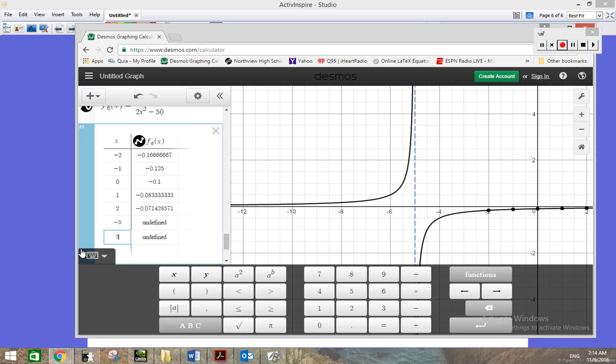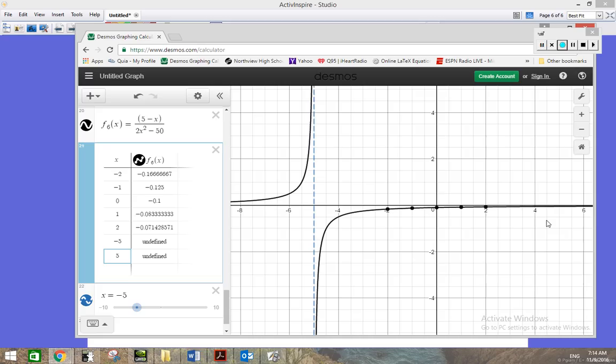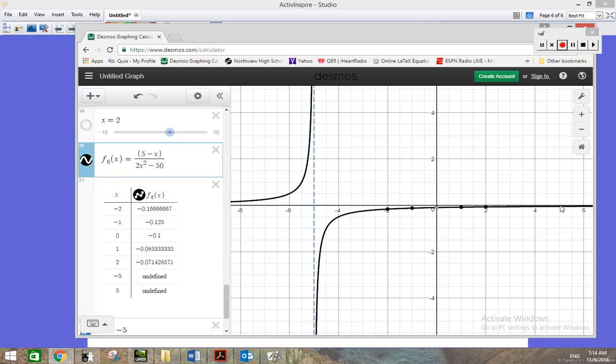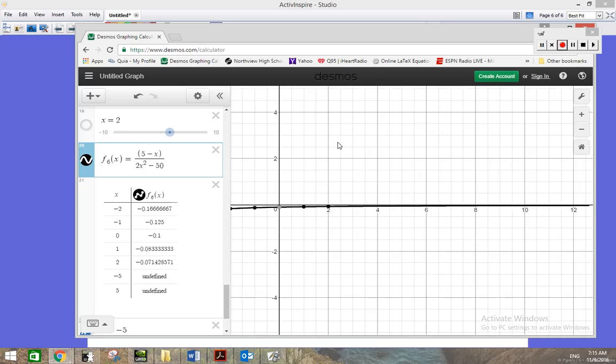We saw that negative 5 was the vertical asymptote. Now, at positive 5, we don't see a vertical asymptote, so we know by logic that that's a hole in the graph. If I hold my mouse over that, you can see that it's undefined, but you have to be right on top of it. And it doesn't show it. Probably in later versions, they'll figure out a way to illustrate that there's a hole there.